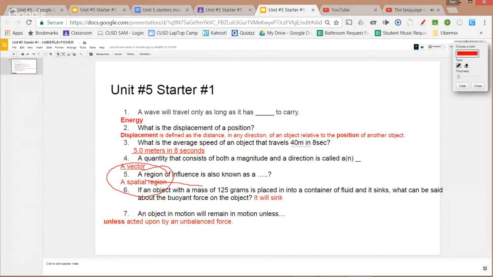Magnets, right? What else? Gravity. Gravity is another one. Electromagnets, electricity, all those field forces right there.